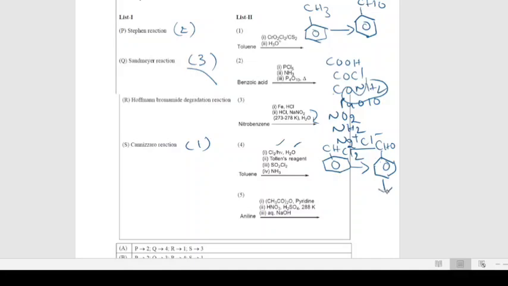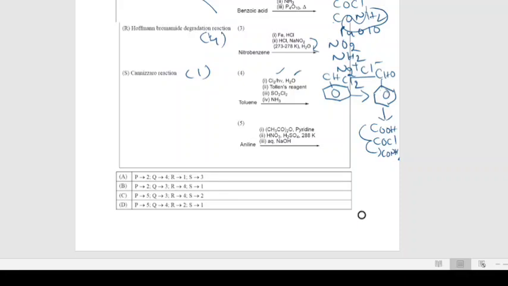And in the presence of Tollens reagent, definitely it will convert into COOH, and SOCl2 means it converts into COCl, and with NH3 again it converting into CONH2, right? So this is the reactant for Hoffmann bromamide reaction. So this is the fourth one. So 2341, where we get the 2341 in the option B.